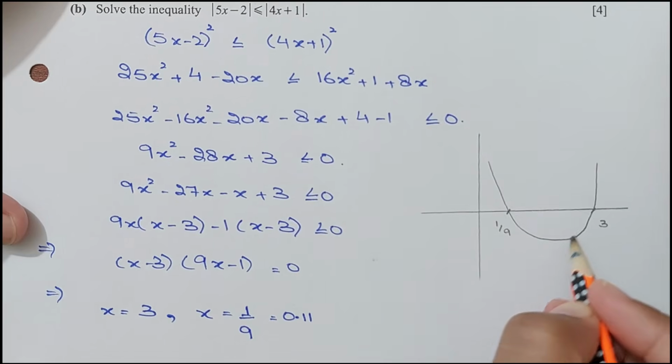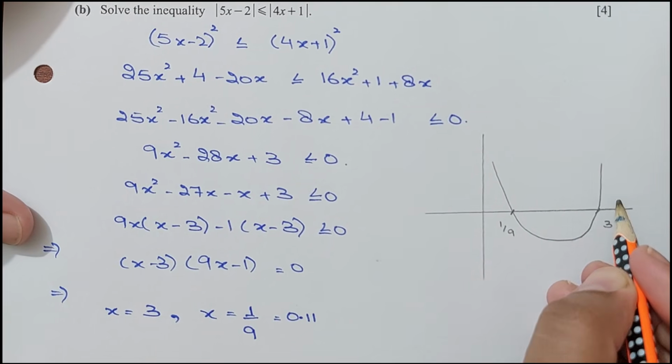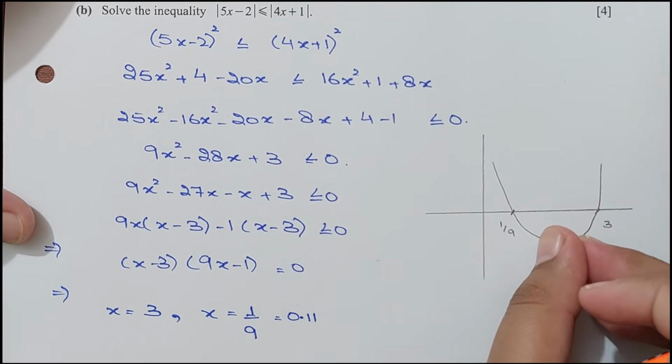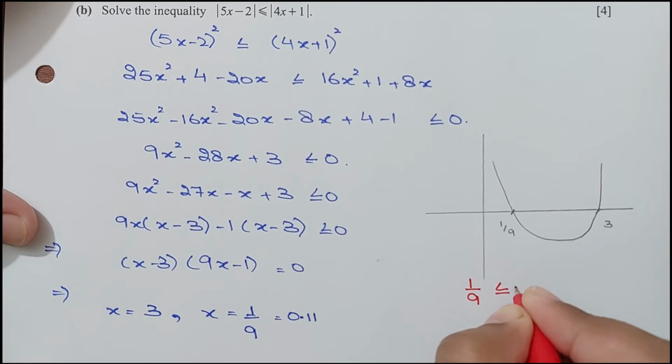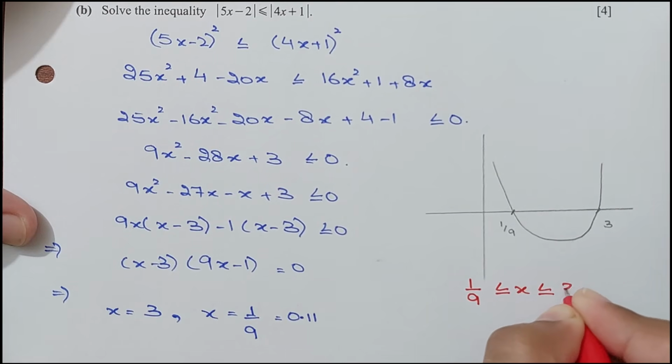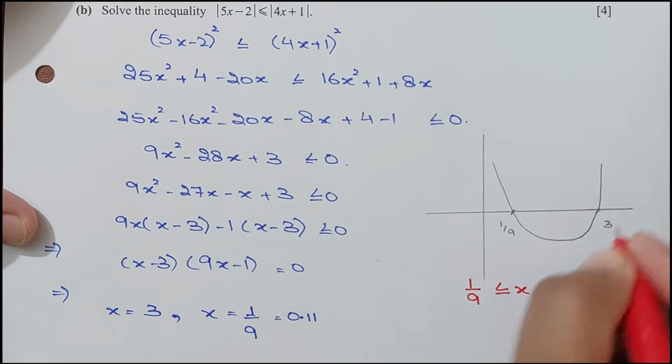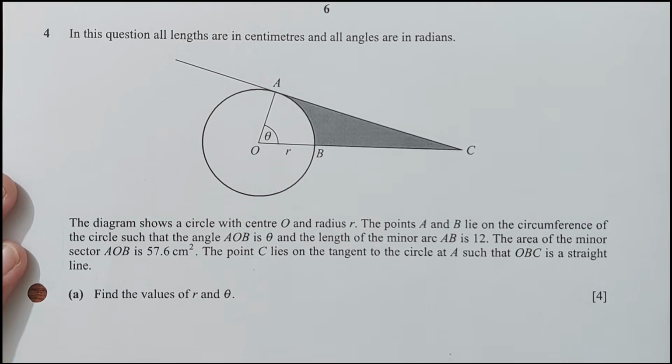So for less, it is this region, right? When the x values are between this, it is less. So we can say the solution for the inequality is when the x values are between 1 by 9 is less than or equal to x is less than or equal to 3. The parabola is less. Question number 4.